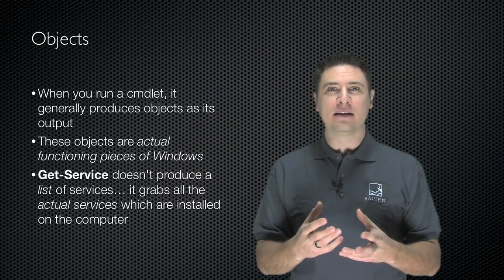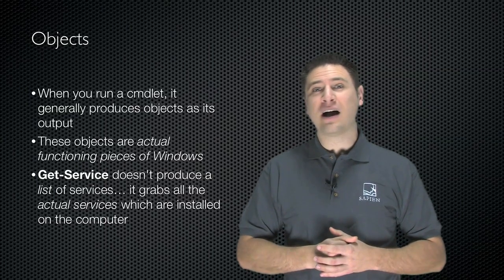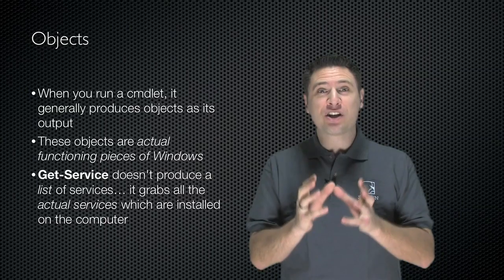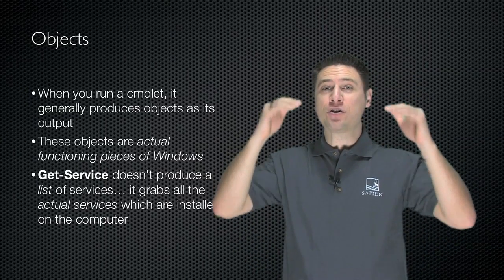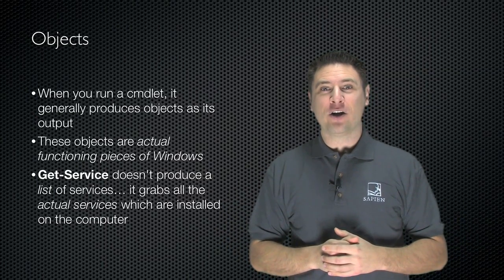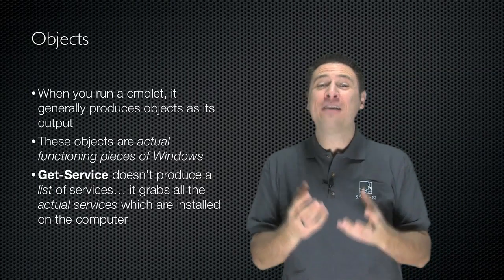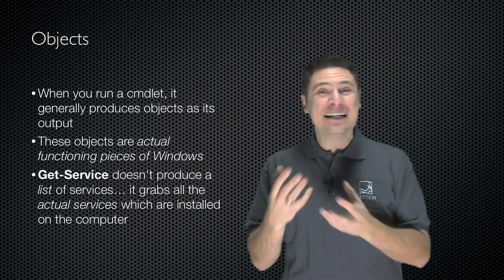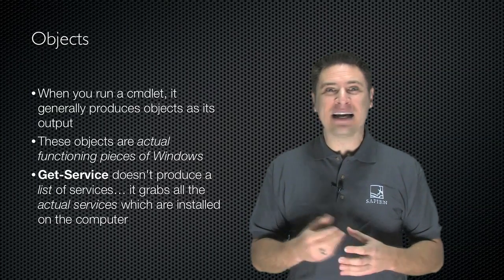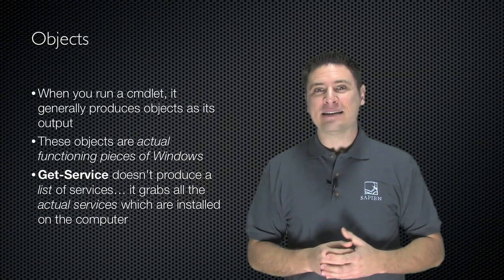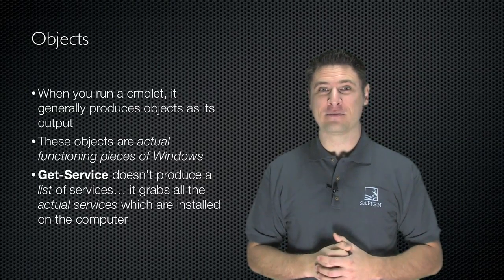When you run a cmdlet, it generally produces objects as its only output, one or more objects. Those objects are actual functioning pieces of Windows. You're not just seeing a list of service names when you run Get-Service. You're seeing the actual services that are installed on the computer. They have functionality. They have things that describe what they do. And that's what makes PowerShell so powerful. It's not just pulling a list for you. It's actually letting you tap into the functioning parts of Windows itself.